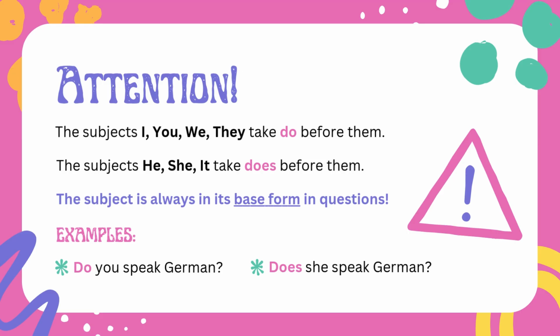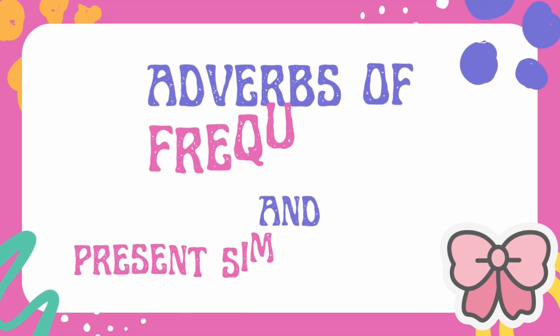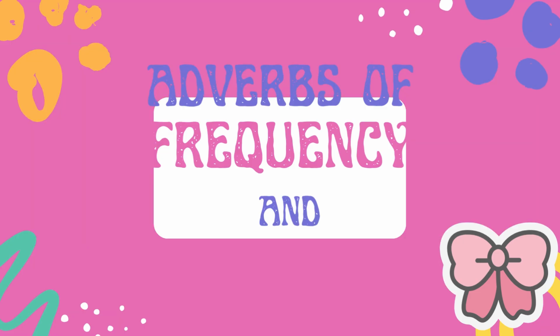The subjects he, she, it take does before them. The verb is always in its base form in the question. For example, do you speak German? Does she speak German? Now let's have a look how adverbs of frequency are used in present simple tense.